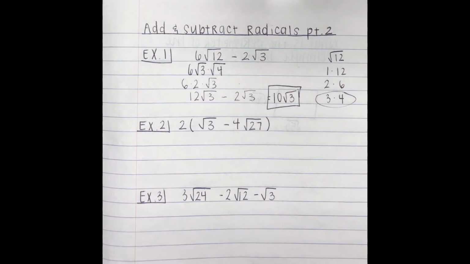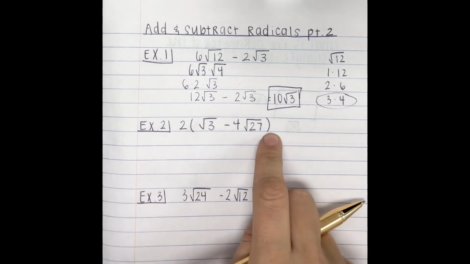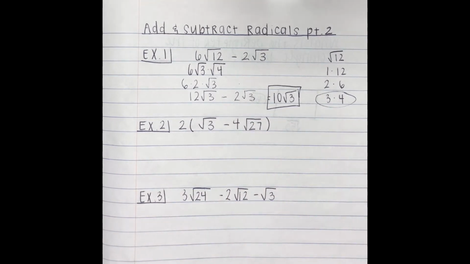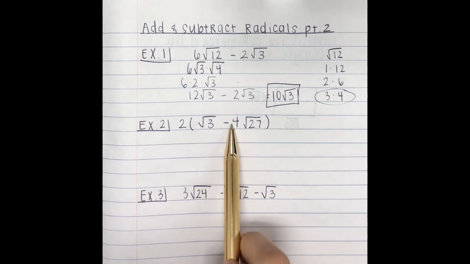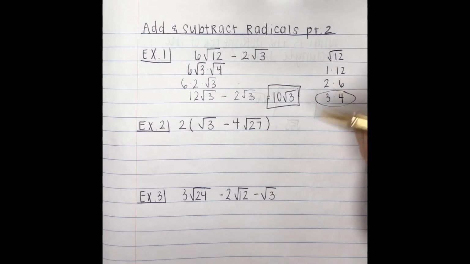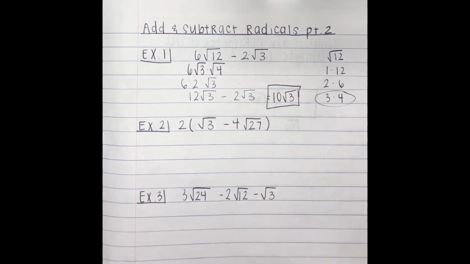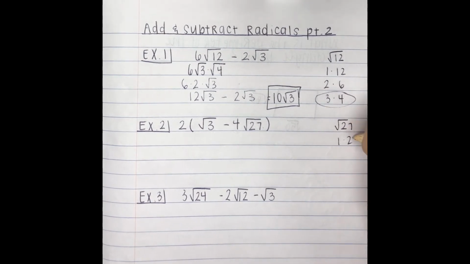Okay, let's look at example 2. Okay, notice we have 2 times square root of 3 minus 4 square root of 27. So what we would want to do is go ahead and simplify inside of my parentheses if I can, and then we distribute that 2 to everything. Okay, so let's look and see if square root of 27 could simplify to be a like radical with square root of 3. So square root of 27, we have 1 times 27.